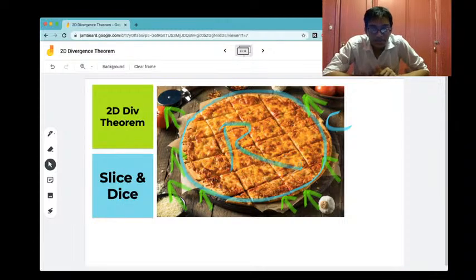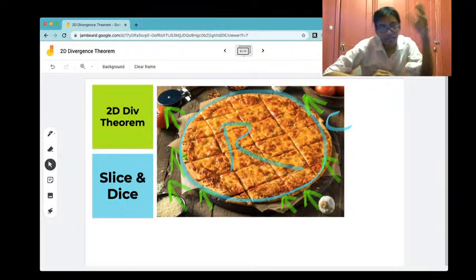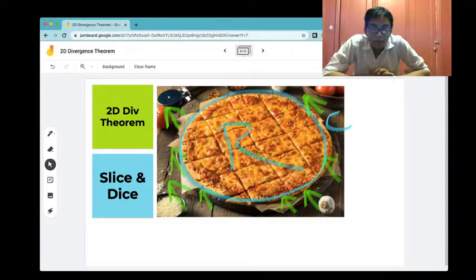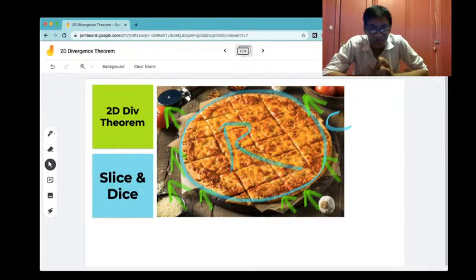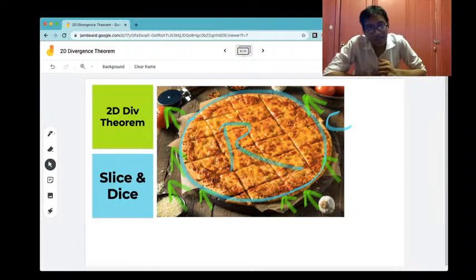Okay, so what do we want to do? Our goal is to connect the ideas of divergence and flux. We want to connect the small with the big, the local with the global, right? So how do we do that? Well, here's what we can do. We can slice up our region of interest into many small slices. We're gonna slice and dice our region. So just like this pizza has been sliced into many pieces, we're going to slice our region into many pieces, okay? And we're going to calculate the divergence of each of these pieces, right?